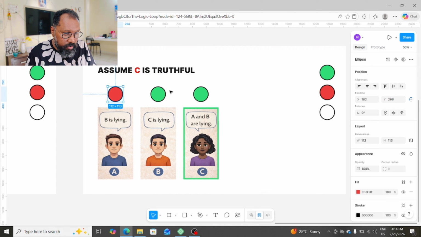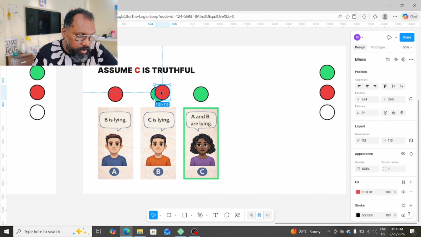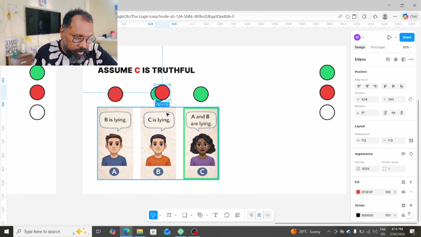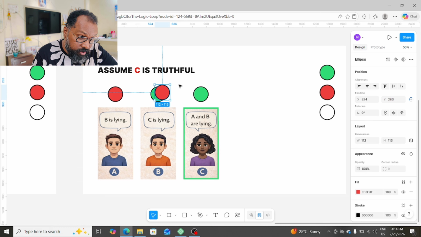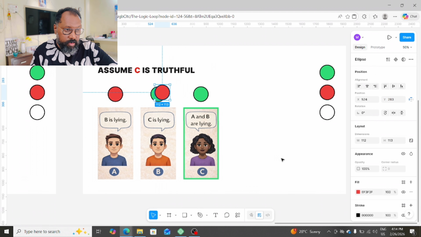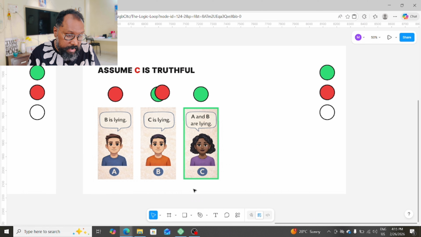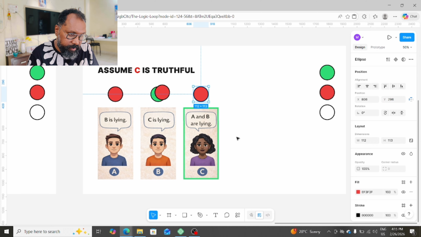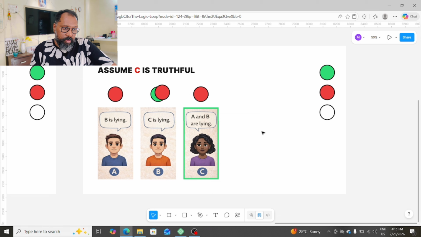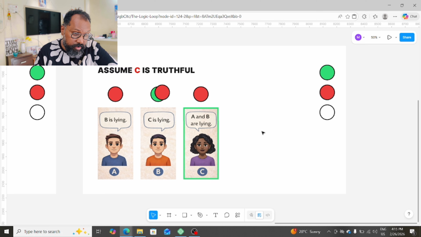Now here we have got two scenarios. According to A, we can say that B is not a liar, and C says B is a liar. So here we have a contradiction, and here the assumption doesn't work. So then the conclusion would be C is a liar and not a truth teller. So this is how we have solved these 3 cases.